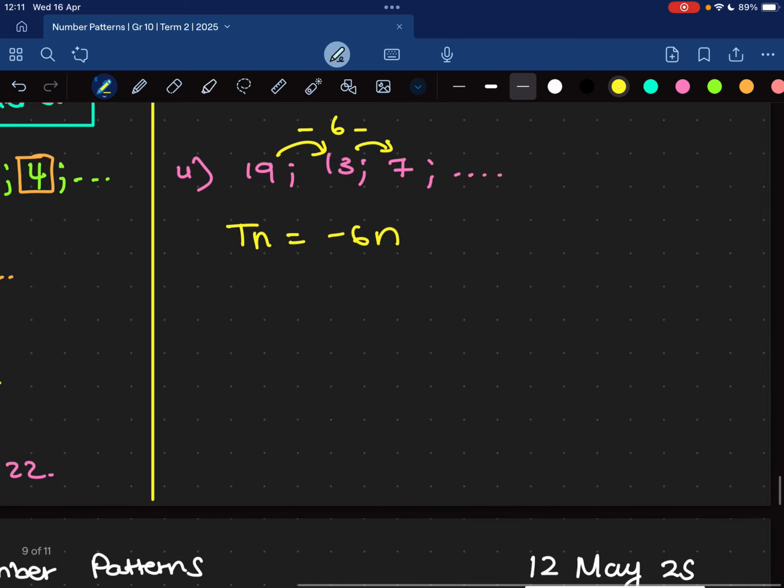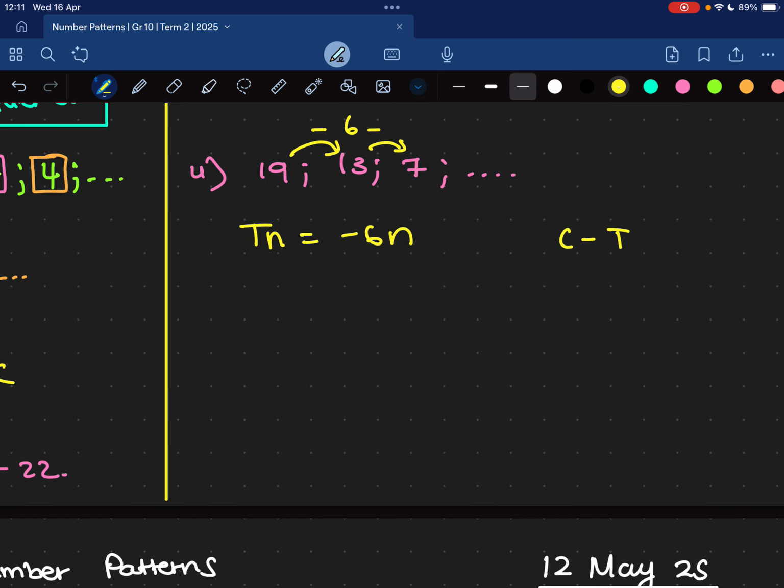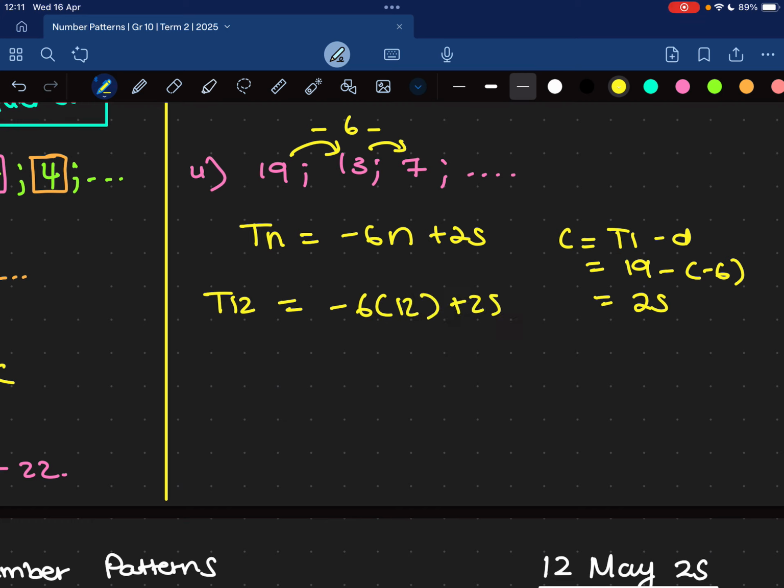The C value, I can state, will be T1 minus d, which is 19 minus negative 6, which is going to be 25. So positive 25. So then T12 is going to be negative 6 times 12 plus 25, which is just going to be negative 47.